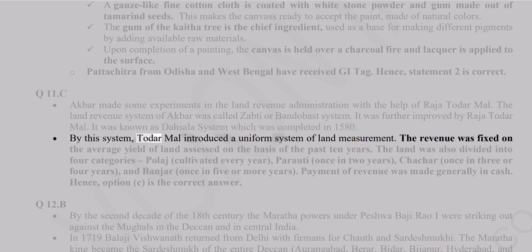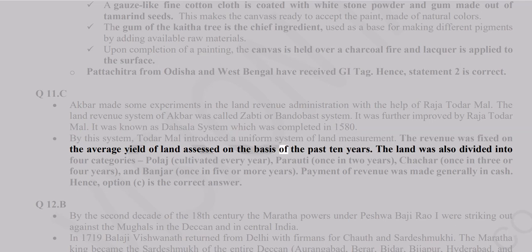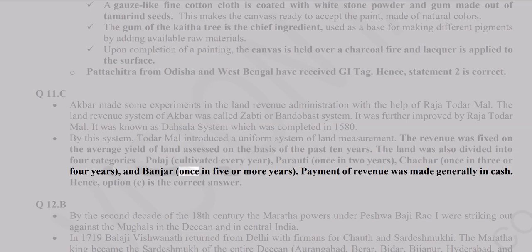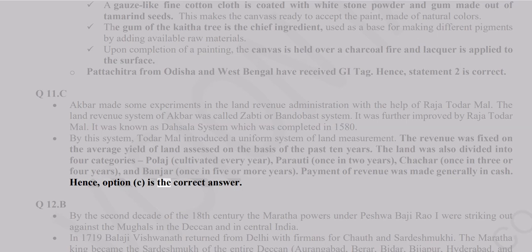By this system, Todar Mal introduced a uniform system of land measurement. The revenue was fixed on the average yield of land assessed on the basis of the past 10 years. The land was also divided into 4 categories: polage, cultivated every year; paroti, once in 2 years; chacha, once in 3 or 4 years; and banja, once in 5 or more years. Payment of revenue was made generally in cash. Hence, option C is the correct answer. Q12. B.